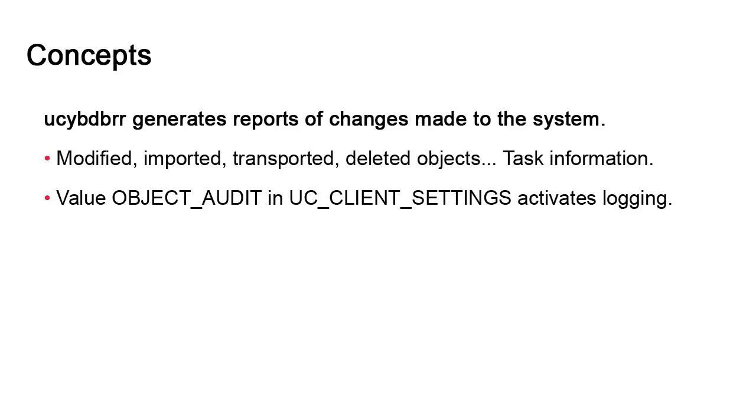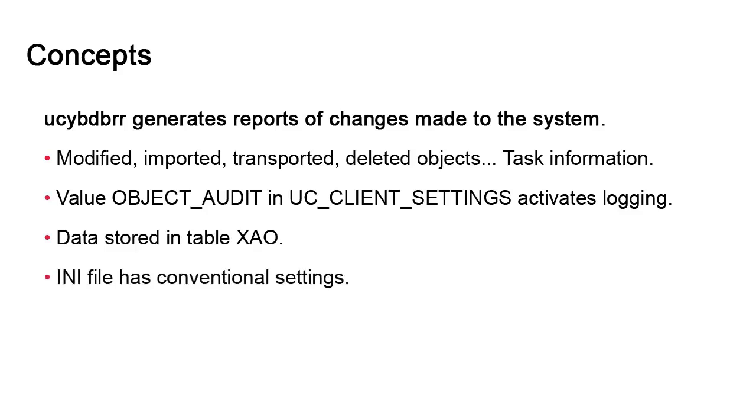Administrators make the conscious decision to enable object auditing with the understanding that regular maintenance is needed to manage the data. Auditing is client-specific, and so we enable a key in UC client settings called object_audits. When you set the value to yes, changes to the system are logged. Most of the data is stored in a table called XAO. This is a table that expands very quickly and needs regular maintenance.